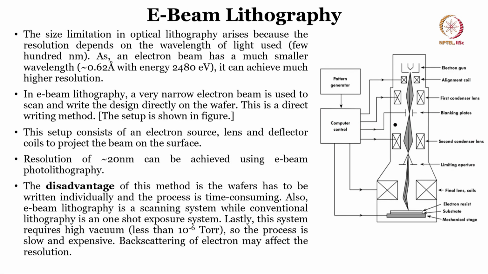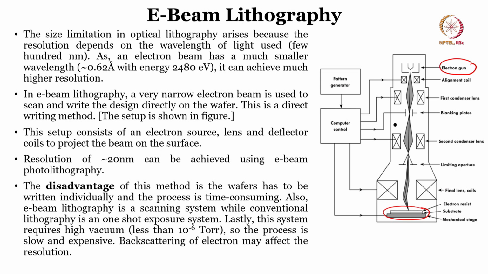All right. Now, if you want to further improve the resolution, you can use electron beam lithography, in which there is an electron gun. As you can see, there is an alignment coil, then a front condenser lens with blanking plates, followed by a second condenser lens, followed by a limiting aperture, a final lens, and then the electron beam reaches the photoresist substrate on the mechanical stage. So, the electron beam will scan over this particular substrate, and while it is scanning it will also expose it.